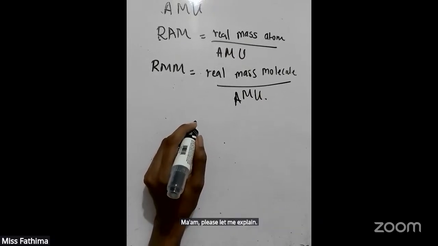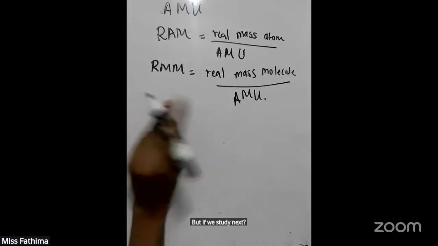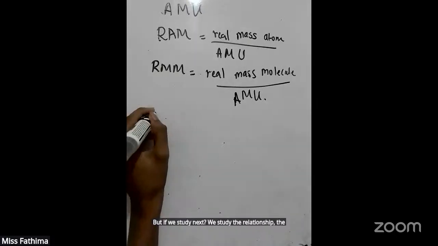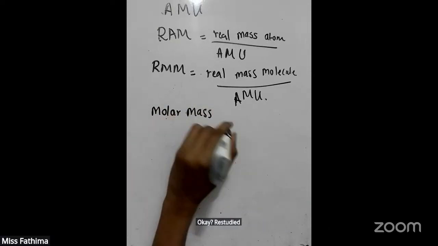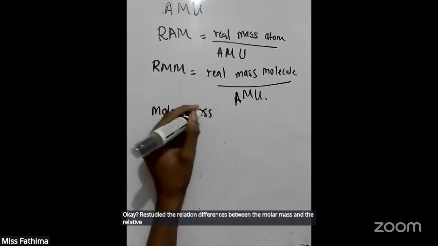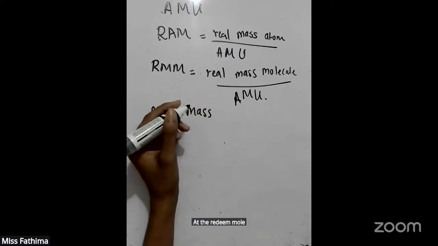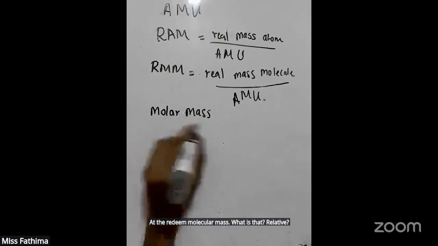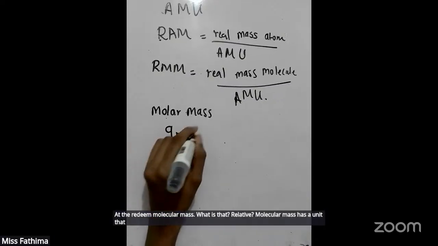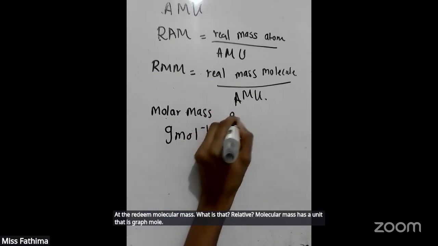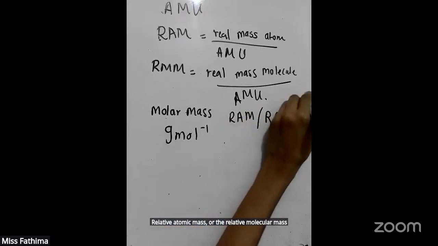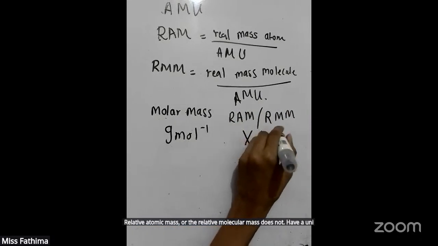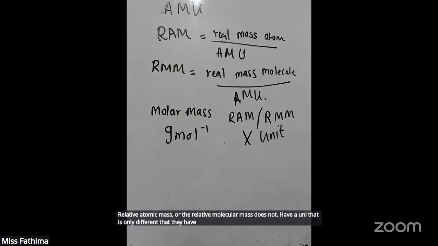As the next, what did we study? We studied the differences between the molar mass and the relative atomic mass and the relative molecular mass. What is that? Molar mass has a unit that is gram per mole, and relative atomic mass or the relative molecular mass does not have a unit. That is the only difference that they have, but the values are same, right?